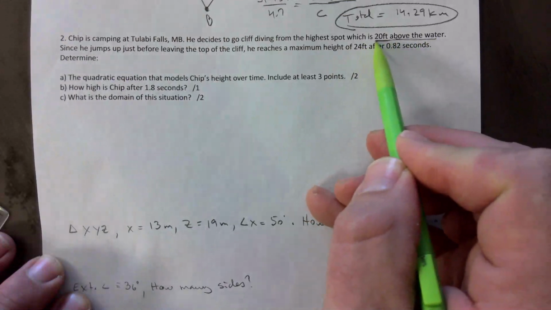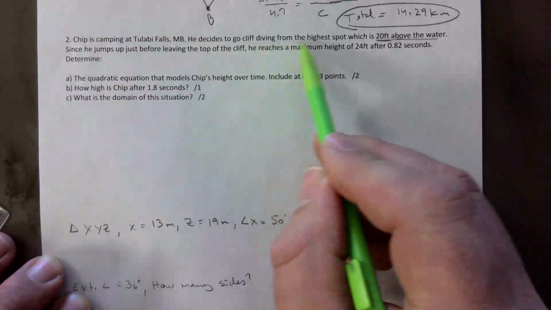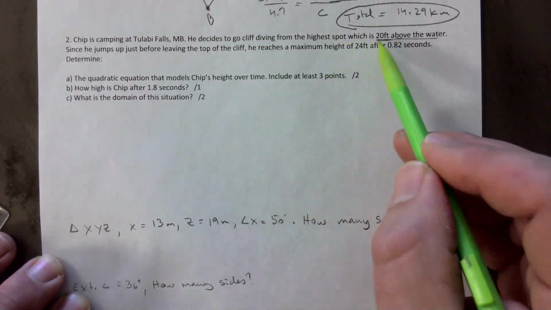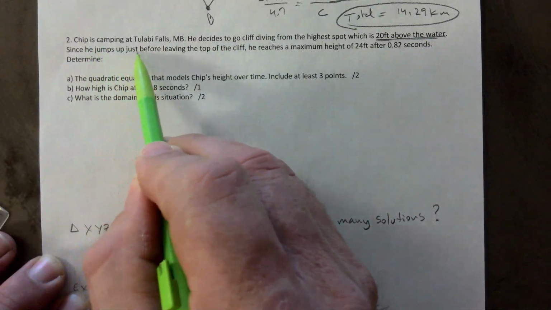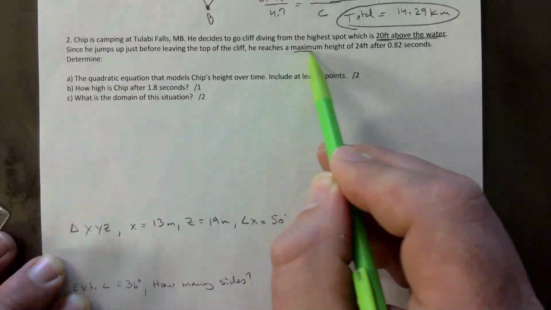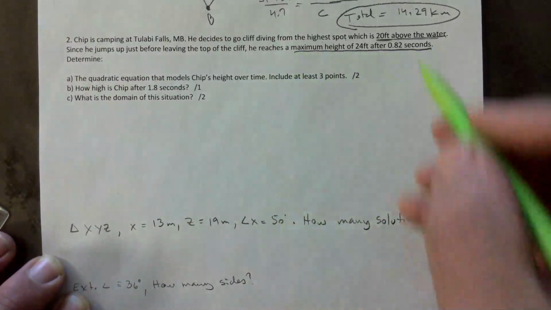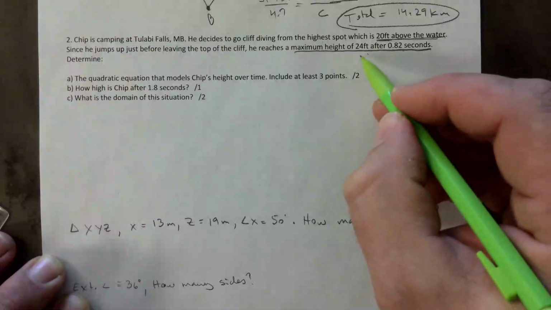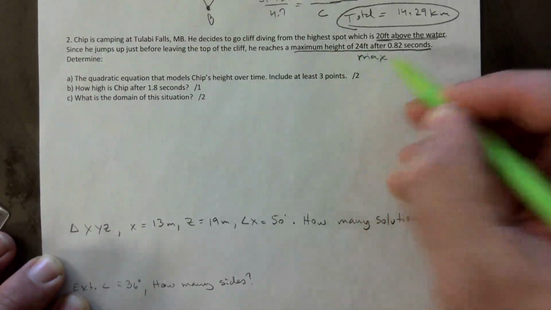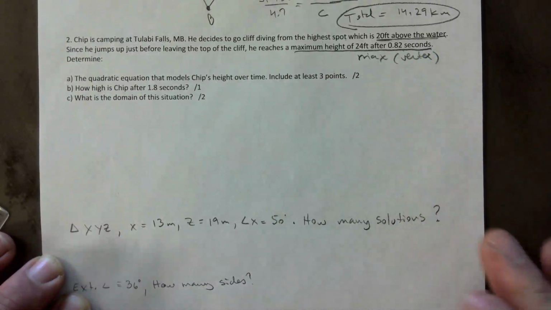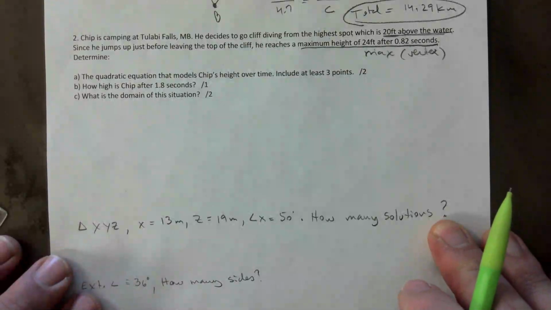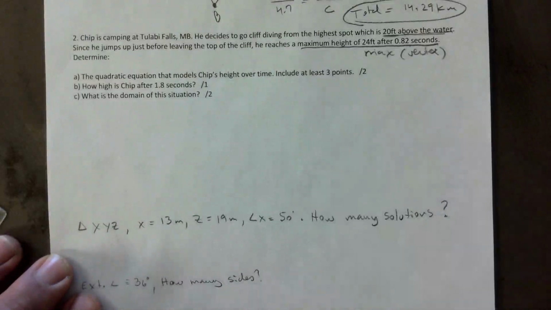So the high cliff diving from the highest spot, which is 20 feet above water. Since he jumps up just before leaving the top of the cliff, he reaches a maximum height of 24 feet after 0.82 seconds. That is the max, or the vertex. Okay, so the vertex is given here. You kind of have a sense that this is going to be a story. No equation provided, so you're going to have to do that, right?